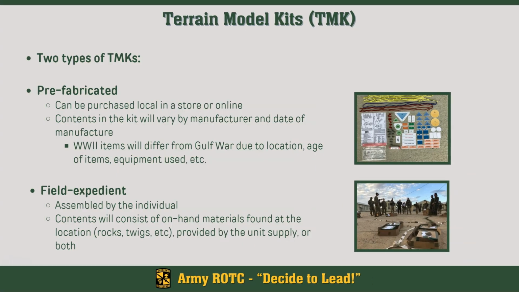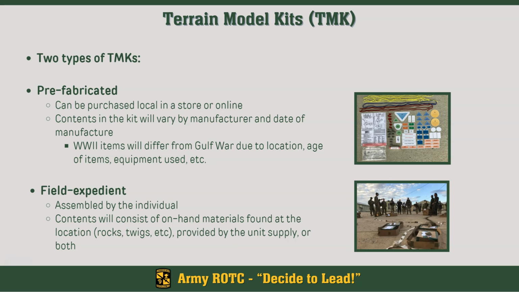All right, so let's talk those TMKs, or your terrain model kits. Now there's two types. There's prefabbed or prefabricated, and there's field expedient. Prefabricated you can buy in a store or online, places like Amazon, and in those kits it's going to differ depending on the manufacturer or even the date of the manufacturer.